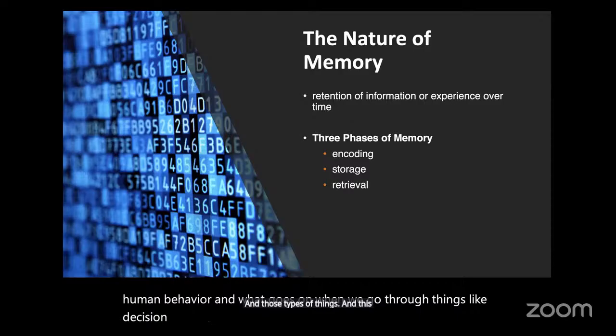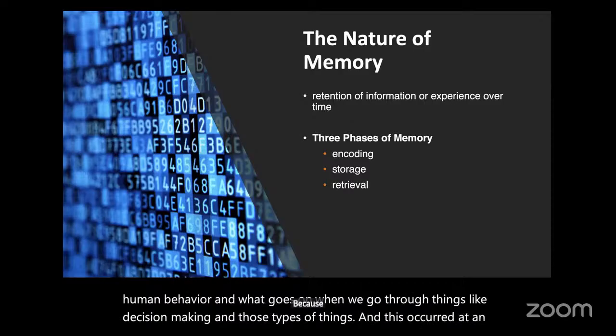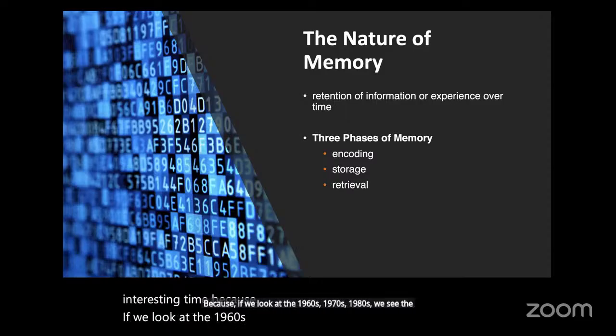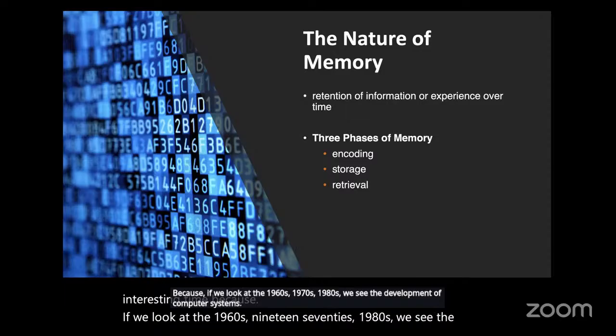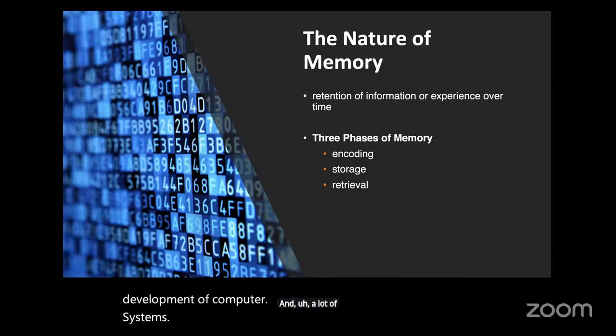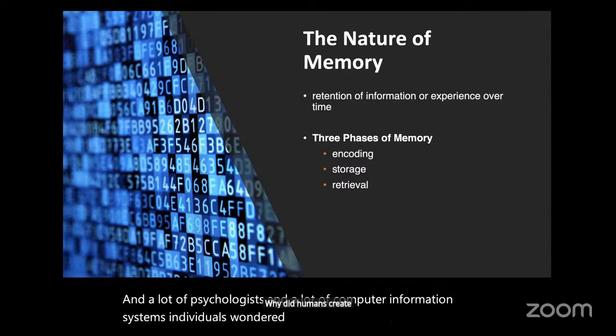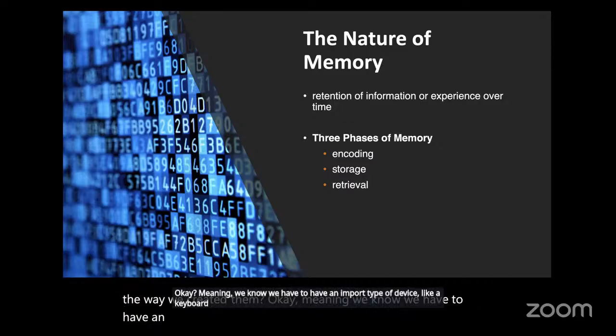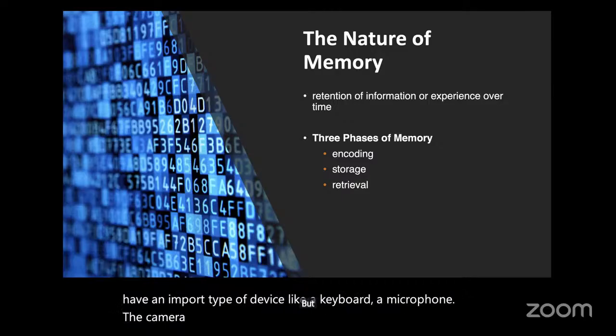And this occurred at an interesting time because if we look at the 1960s, 1970s, 1980s, we see the development of computer systems. And a lot of psychologists and a lot of computer information systems individuals wondered, why did humans create computers the way we created them? Meaning, we know we have to have an input type of device like a keyboard, a microphone, a camera, those kinds of things. But why did we separate two storage systems?